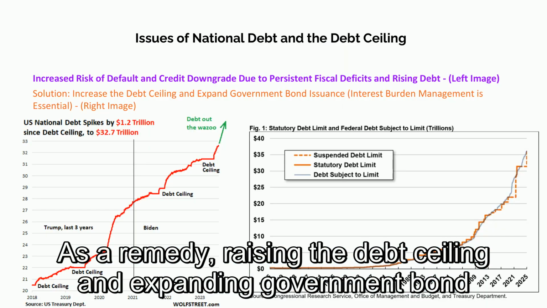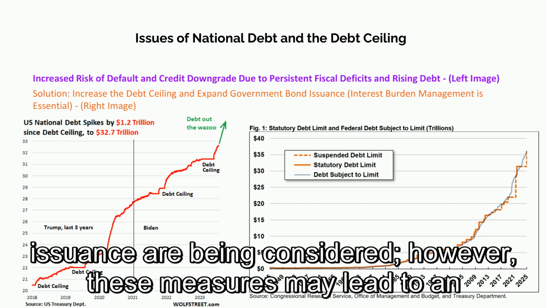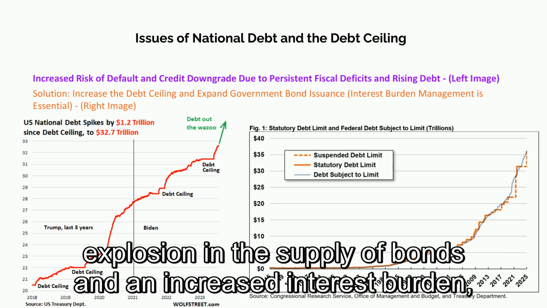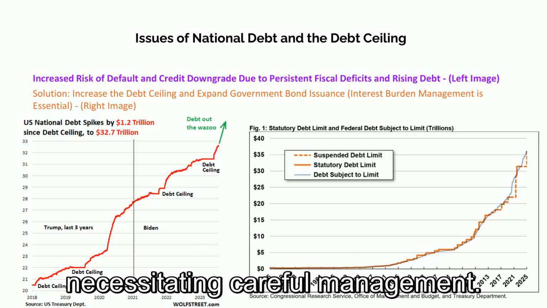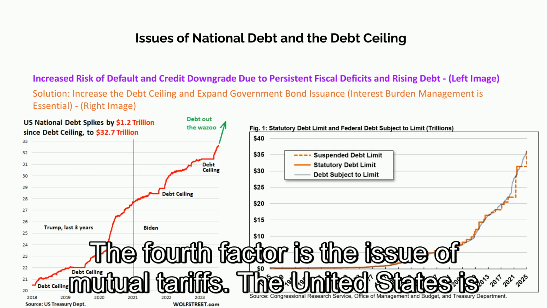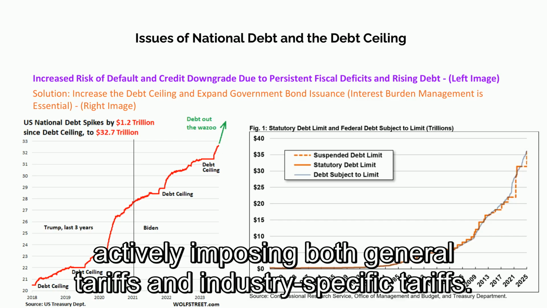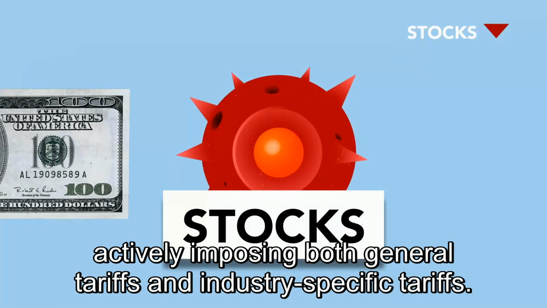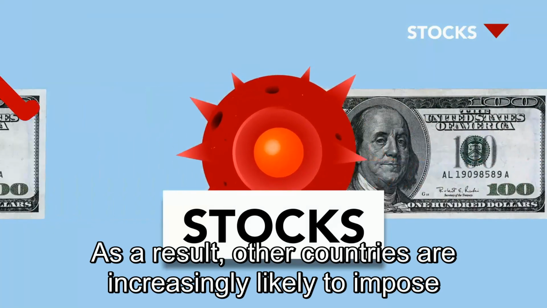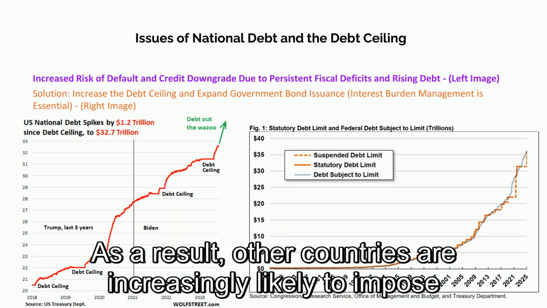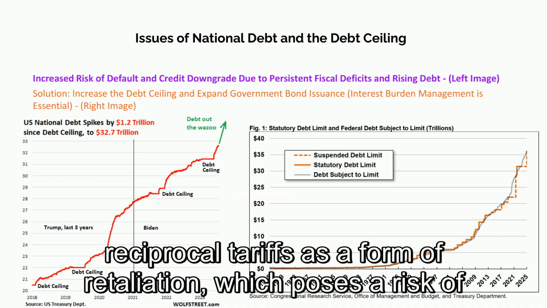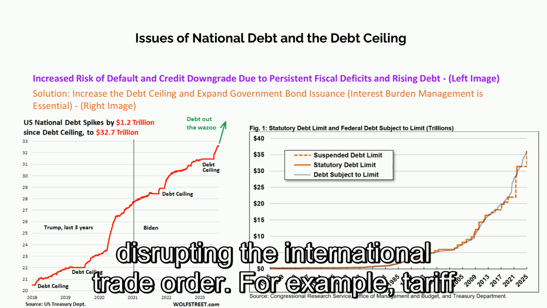As a remedy, raising the debt ceiling and expanding government bond issuance are being considered. However, these measures may lead to an explosion in the supply of bonds and an increased interest burden, necessitating careful management. The fourth factor is the issue of mutual tariffs. The United States is actively imposing both general tariffs and industry-specific tariffs. As a result, other countries are increasingly likely to impose reciprocal tariffs as a form of retaliation, which poses a risk of disrupting the international trade order.